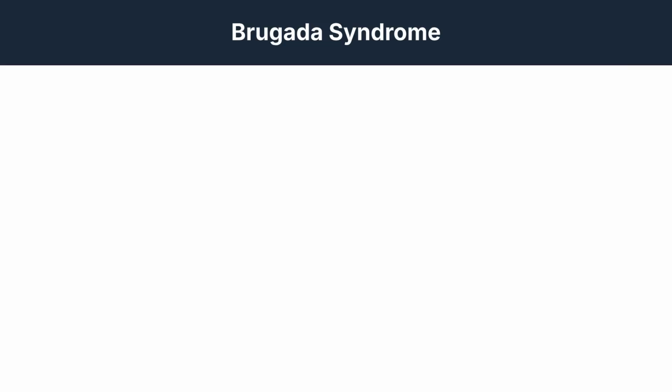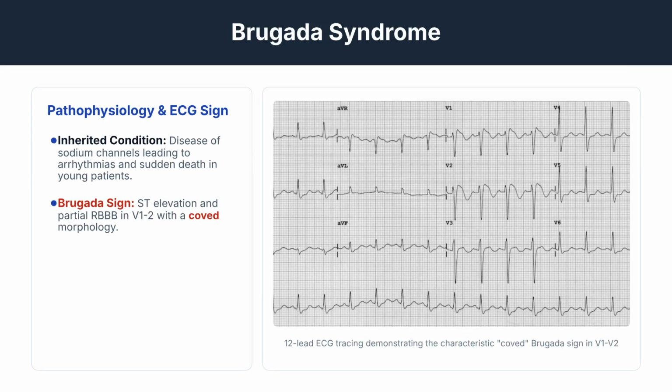Brugada syndrome is an inherited sodium channel disorder causing arrhythmias. The characteristic Brugada sign shows ST elevation and a partial right bundle branch block in V1, V2 with a distinct coved morphology.